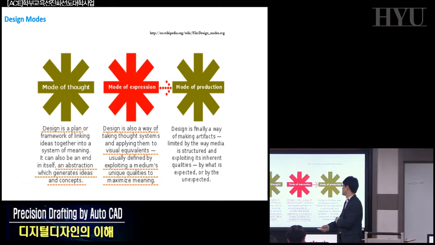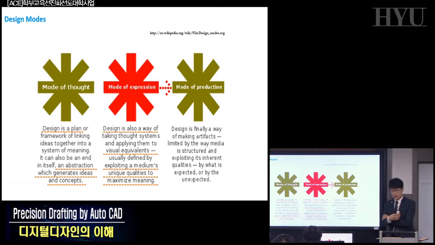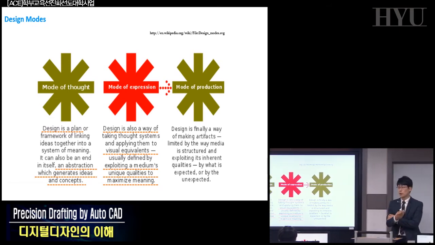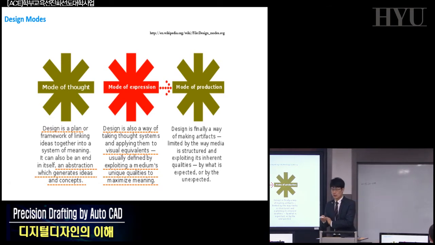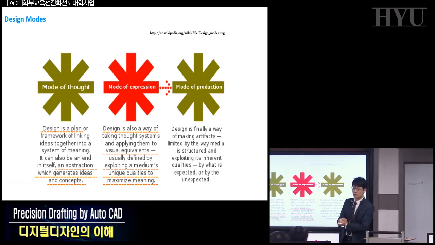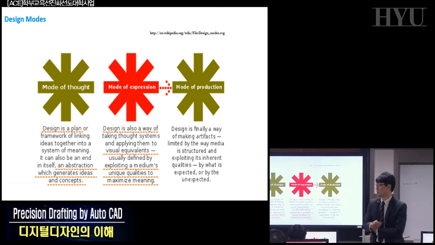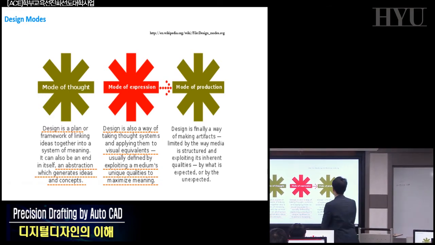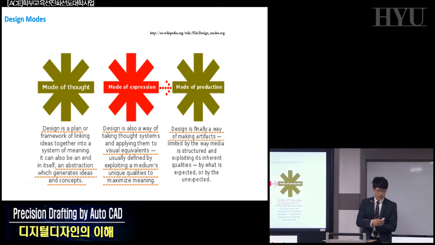Okay, we have talked about the unique quality of a medium. The medium here today is AutoCAD. AutoCAD's unique quality is precision drafting. You can design, you can draw plans, lines very precisely, okay? You're going to learn today how to do it, what to do. Anyway, still on the mode of expression.